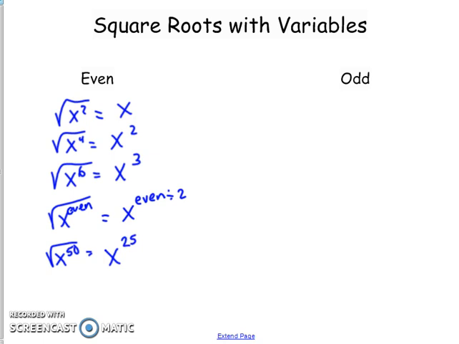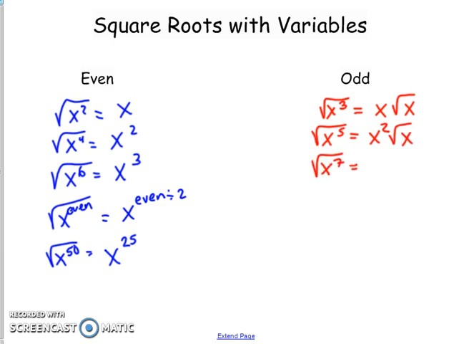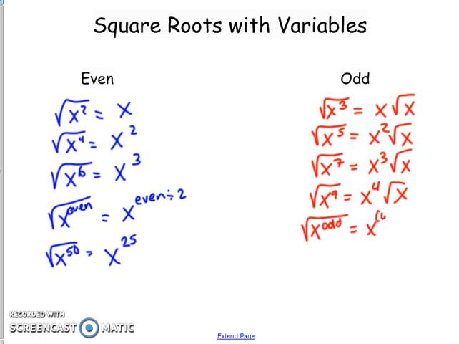When you have an odd exponent, like the square root of x cubed, this would be x radical x. The square root of x to the 5th would be x squared radical x. The square root of x to the 7th would be x cubed radical x. The square root of x to the 9th would be x to the 4th radical x. So our rule for this: x to an odd is going to be equal to x to the odd minus 1, divided by 2, radical x.